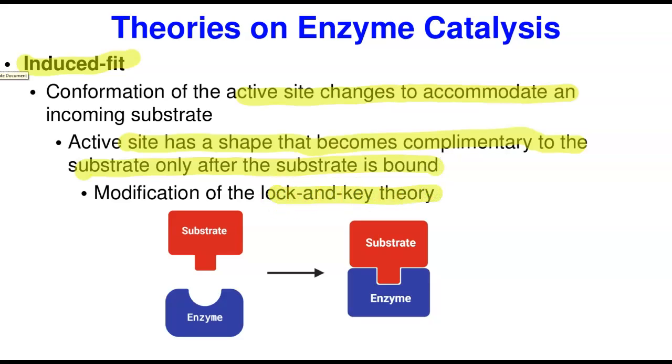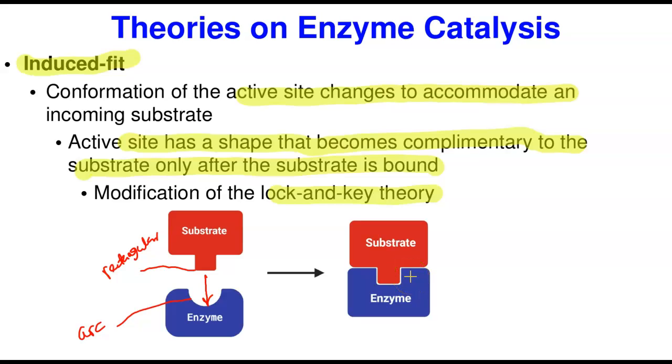Let's see what is happening here. Now look at this enzyme. This shape looks like a rectangle, right? And then look at this shape here. This shape looks like an arc. So the shape is not complementary. Now look at what happens. The moment this guy comes to bind with this guy, this enzyme shape now changes from this arc to another rectangular shape and it becomes complementary.